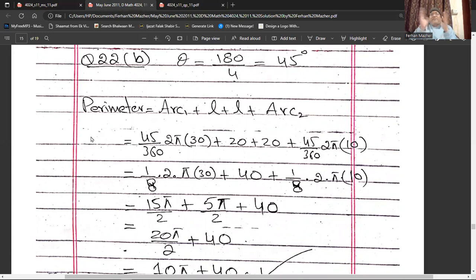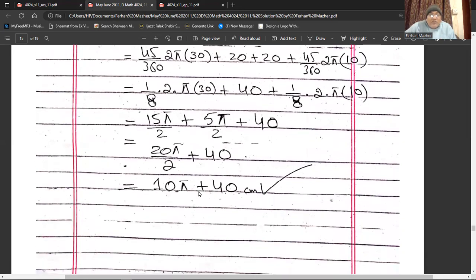So the perimeter of that portion B will be arc 1 plus the length plus the length plus arc 2. Arc 1 is that big outer arc. So that will be 45 divided by 360 multiply 2 multiply pi multiply 30 plus 20 plus 20 plus arc 2, which will be 45 divided by 360 into 2 into pi into 10. So it will be 1 by 8 into 2 into pi into 30 plus 40 plus 1 by 8 into 2 into pi into 10. So it will be 15 pi by 2 plus 5 pi by 2 plus 40. And that will be 20 pi by 2 plus 40, and that will be 10 pi plus 40.